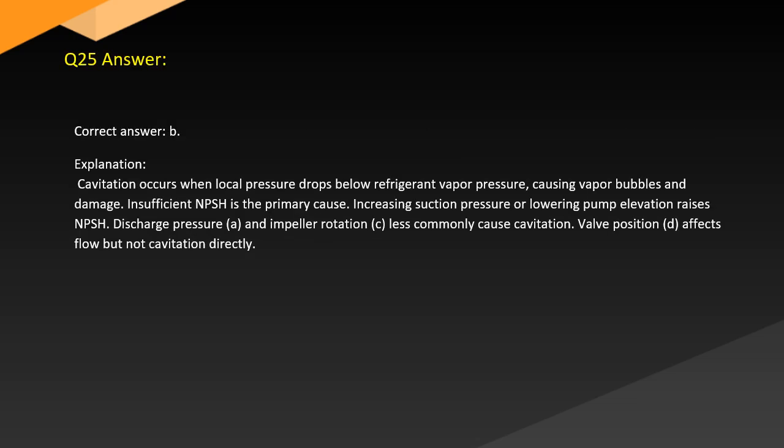Answer. Correct answer B. Explanation. Cavitation occurs when local pressure drops below refrigerant vapor pressure, causing vapor bubbles and damage. Insufficient NPSH is the primary cause. Increasing suction pressure or lowering pump elevation raise the NPSH. Discharge pressure A and impeller rotation C less commonly cause cavitation. Valve position D affects flow but not cavitation directly.